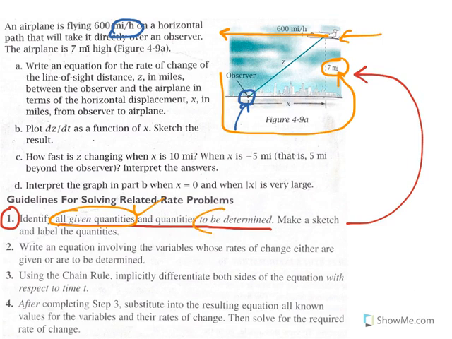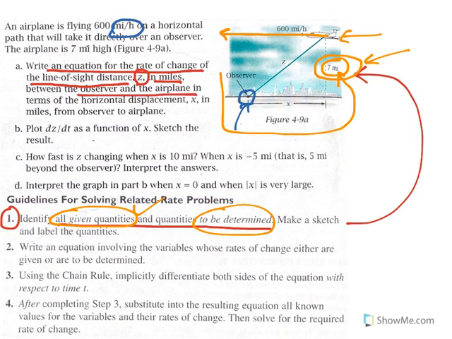What do we want to find? Well, we have to keep reading the problem and make a sketch and label the quantities. Now, the other quantity that's given that is not a rate is the altitude of the plane. So now we keep reading. Part A. Write an equation for the rate of change of the line of sight distance z in miles between the observer and the airplane in terms of the horizontal placement x in miles from observer to the airplane.